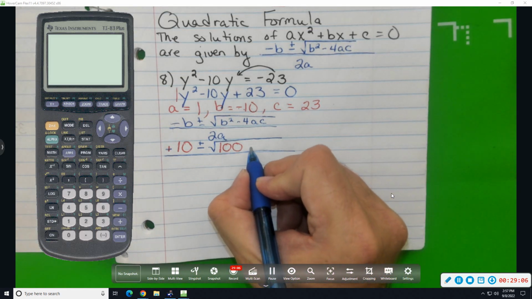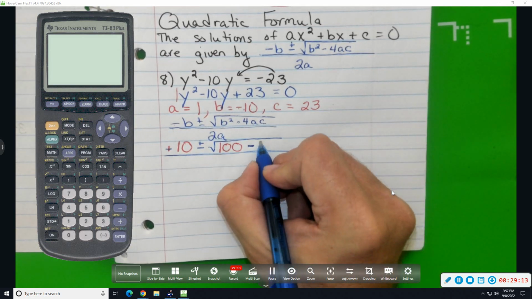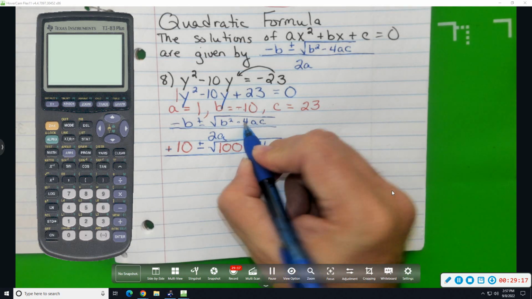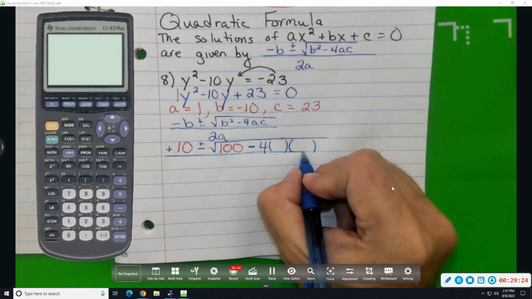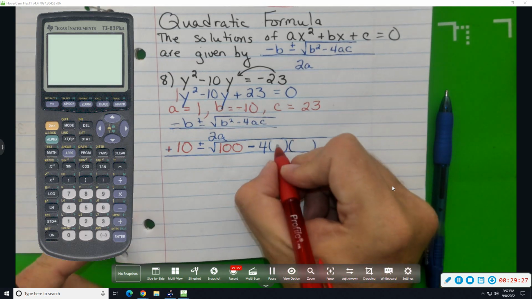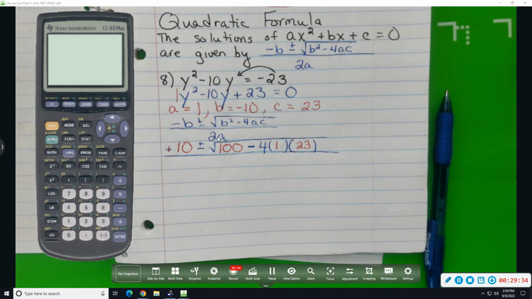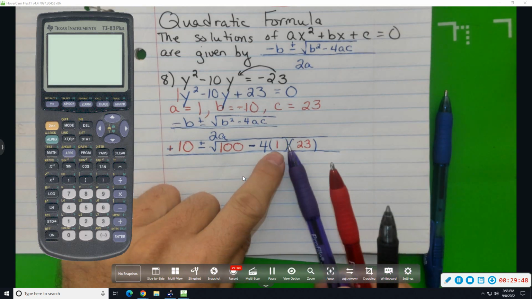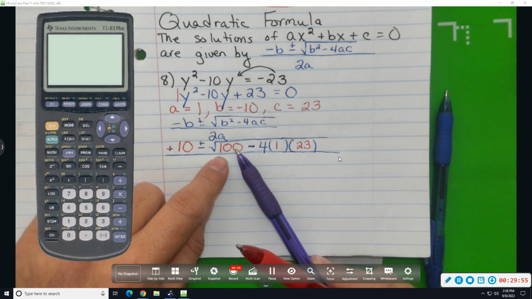Then the minus I'm about to write is this minus right here. This blue minus is that blue minus. This blue 4 is that blue 4. Because a is just 1. c is 23. So 4 times a, or 1 in this scenario, because anything times 1 is just itself. Like how for the b squared I just wrote 100, we don't really need to put the 1. I didn't need to write that 1, but I wrote it anyway. I don't show the negative 10 times negative 10. I just write 100.